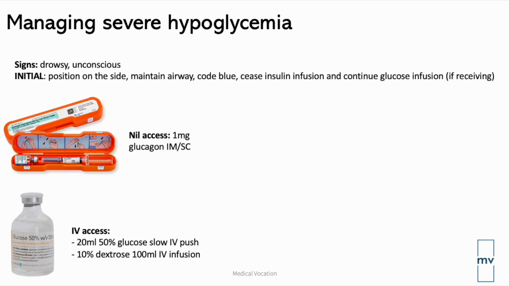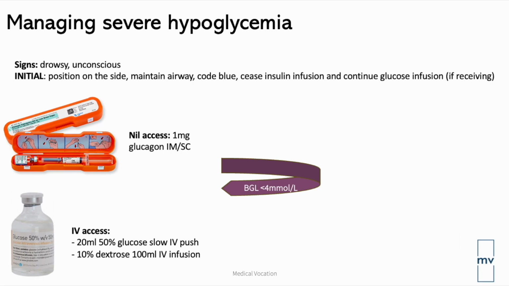Now, there are two main approaches to treating these patients, and it depends on if they have IV access. So if they do, we can give glucose through their IV access, and this can either be a slow IV push or it can be an IV infusion. However, if they don't have access, then we can give something called glucagon, and we give 1 milligram of glucagon as an injection. That can be through muscle, intramuscularly, or subcutaneously through fat.